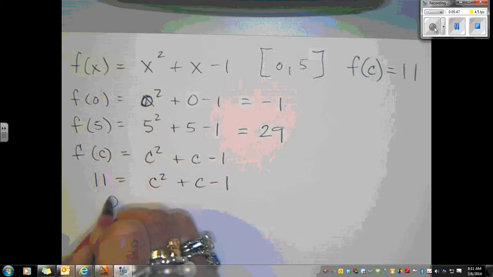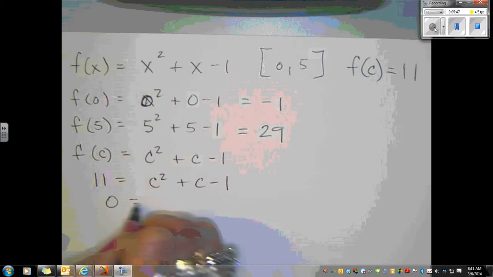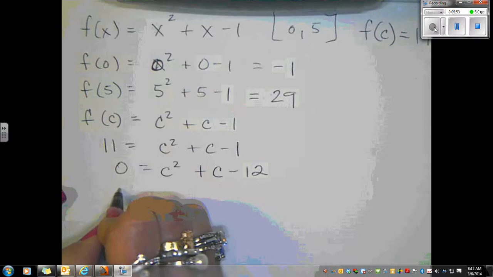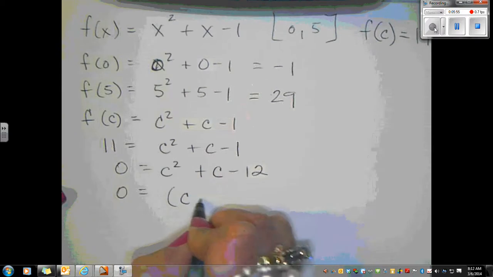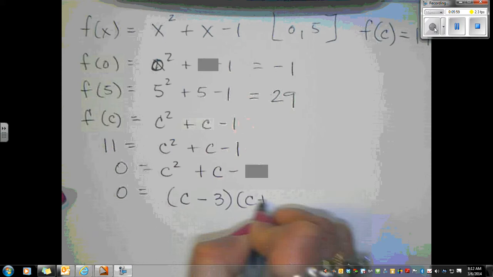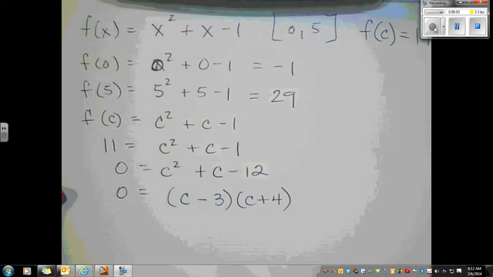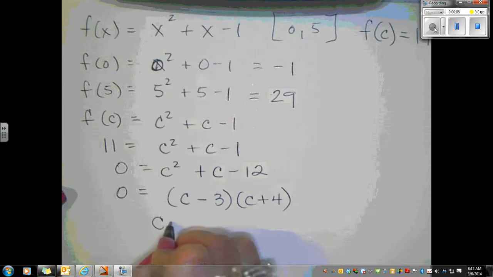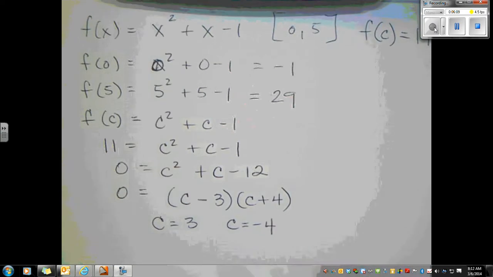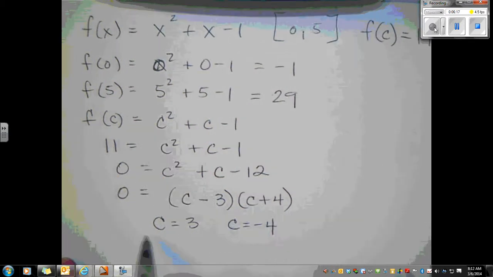So I'm going to say 0 equals, remember, you always have to make something equal to 0 in order to solve it. So now I'm going to say 0 is equal to c minus 3 times c plus 4. Yes? Okay, so c equals 3, or c equals negative 4. Well, look at our interval again. Oh no. It can't be the negative 4, it just has to be this one.